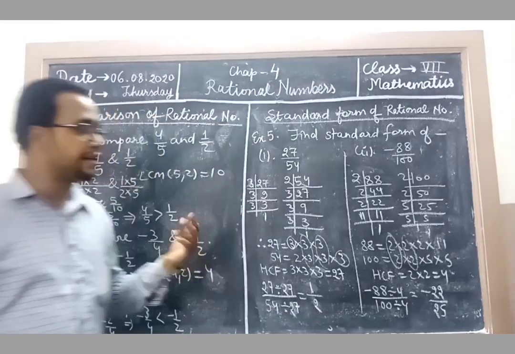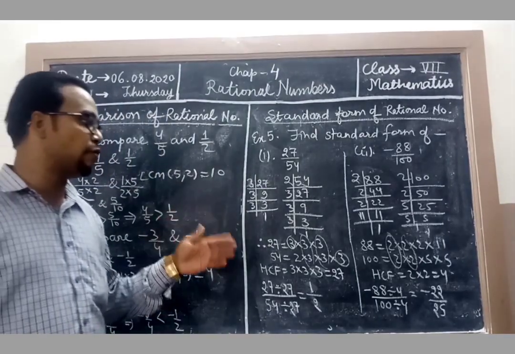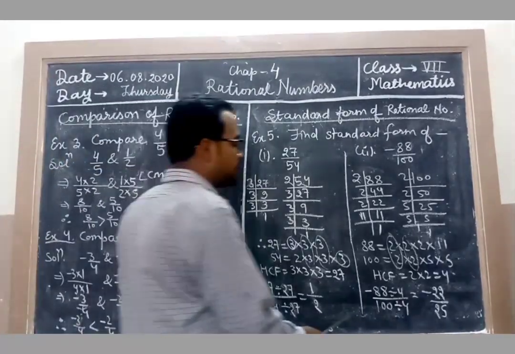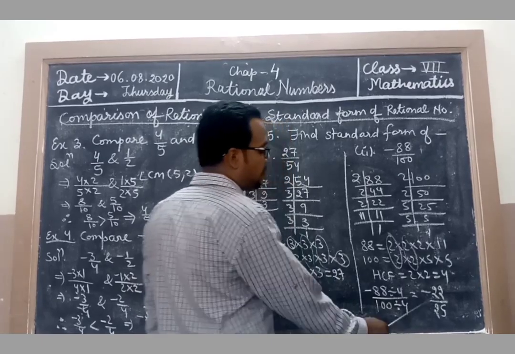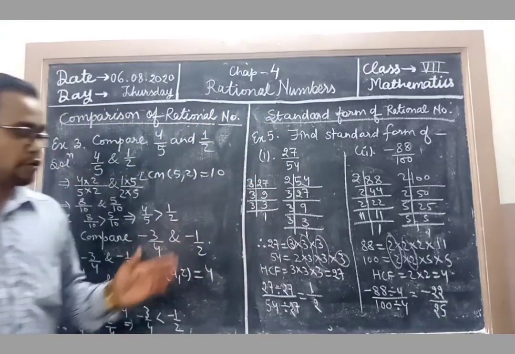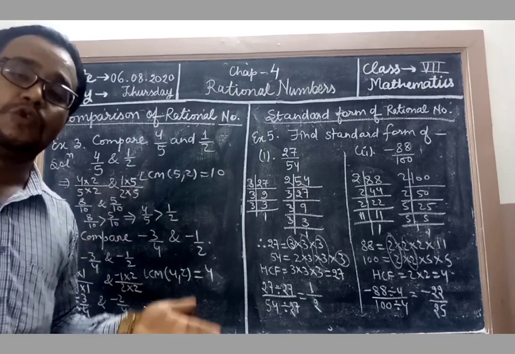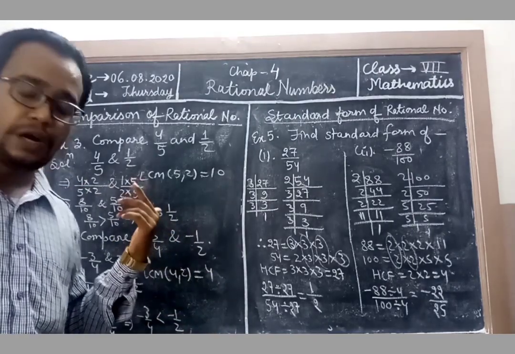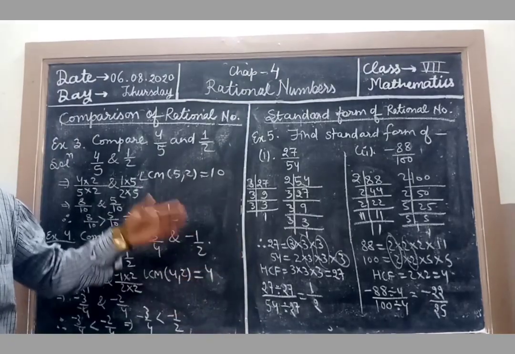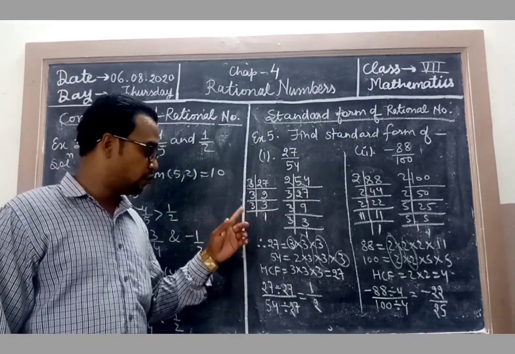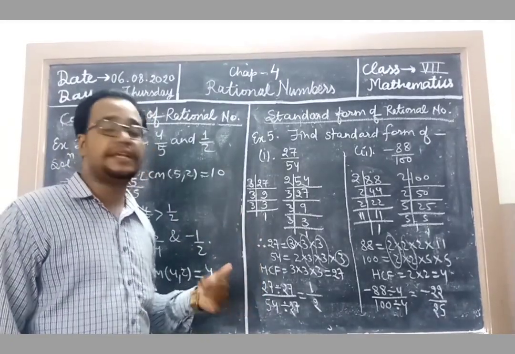So we divide the given number by 4. Minus 88 divided by 4, 100 divided by 4. Minus 88 divided by 4 is minus 22. 100 divided by 4 is 25. Now minus 22 upon 25 is the standard form because they are co-prime numbers. Co-prime number means whose HCF is 1. It means both the numbers lie only in the table of 1. 22 and 25 do not lie in any other common table.